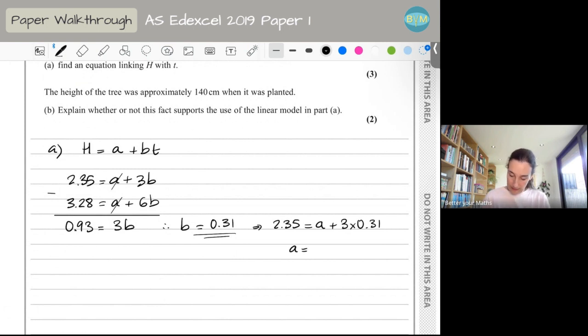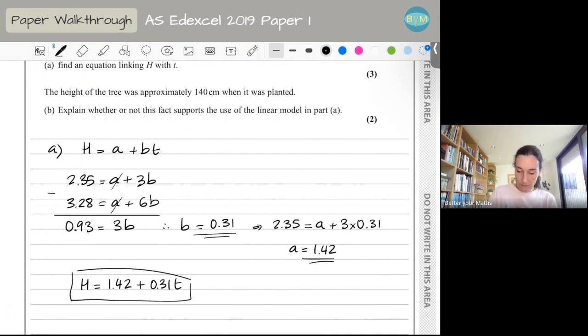So a is 2.35 minus 0.93, which is 1.42. They don't ask me this constant, they ask me the model. So don't forget at the end to write the expression that links H and T. So I have to write something like H is A, which is 1.42, plus B, which is 0.31 T. That's my model.